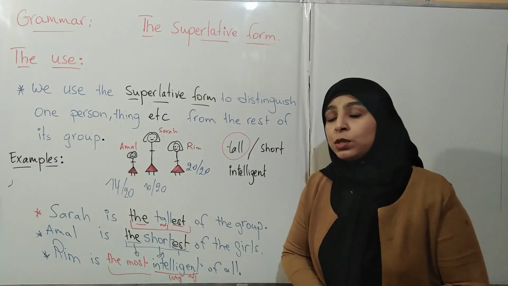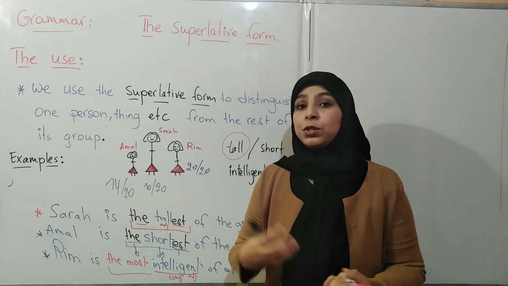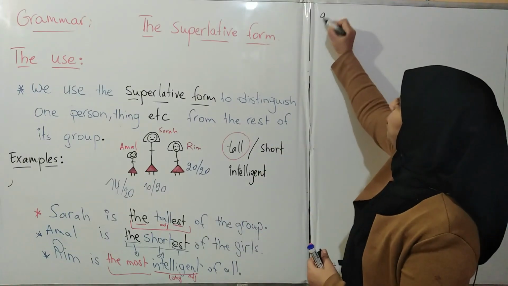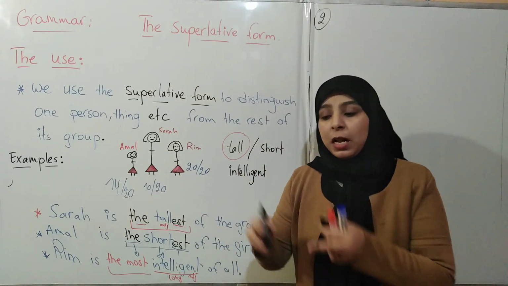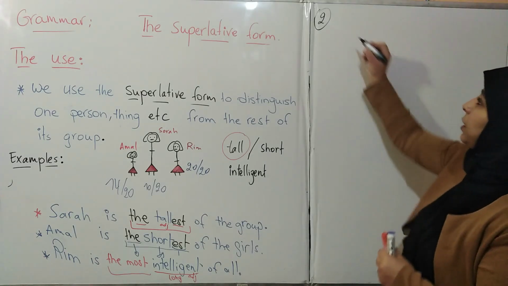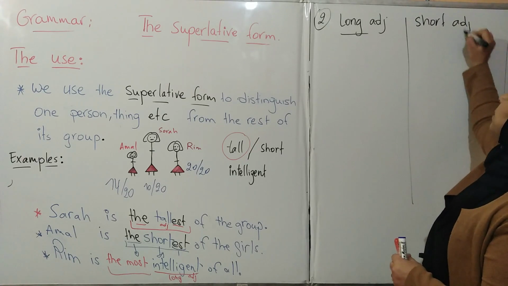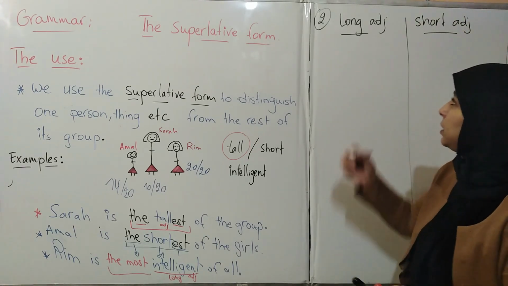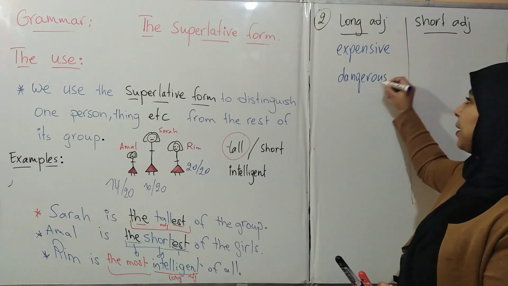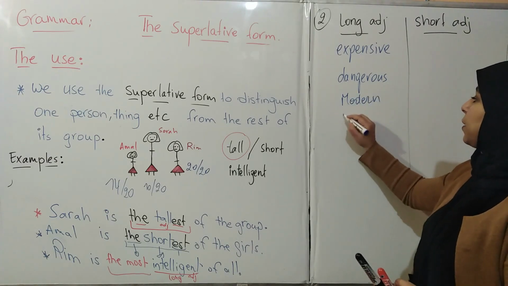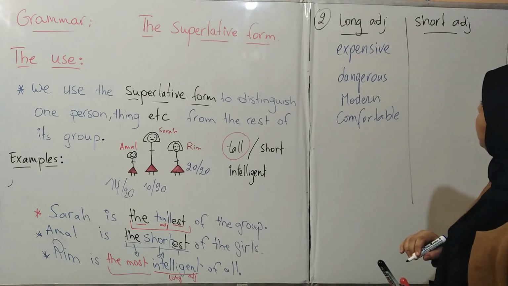Good. Now, how to use the superlative form? How should we distinguish between long and short adjectives? First of all, before forming the superlative form, you have to differentiate between long and short adjectives. Let's see some examples here. You have long adjectives and short adjectives. Good. Let me give you some examples to understand well. You have, for example, expensive, dangerous. You have, for example, modern, comfortable, right? And let's see here, for example, generous.